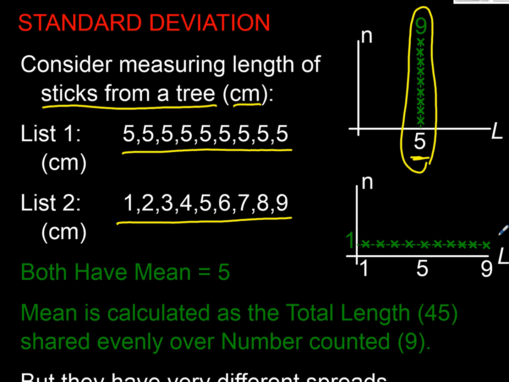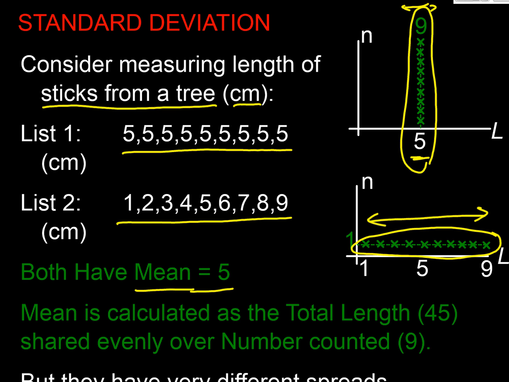But compare that to the second list here, where we've got all 9, but they range from 1 to 9 in length. They've still got an average. Our mean is 5 for both of these, but this one is very spread out, and this one has no spread. The one above has effectively no spread on it. So we need a measure of spread. We've got a measure for the mean. Now we need a measure of spread.